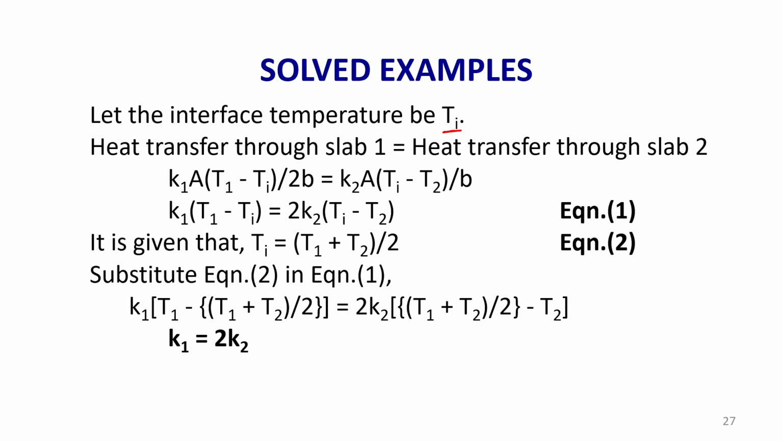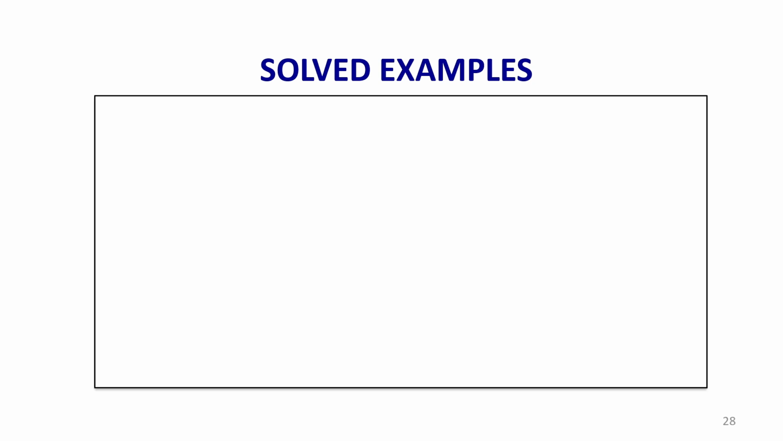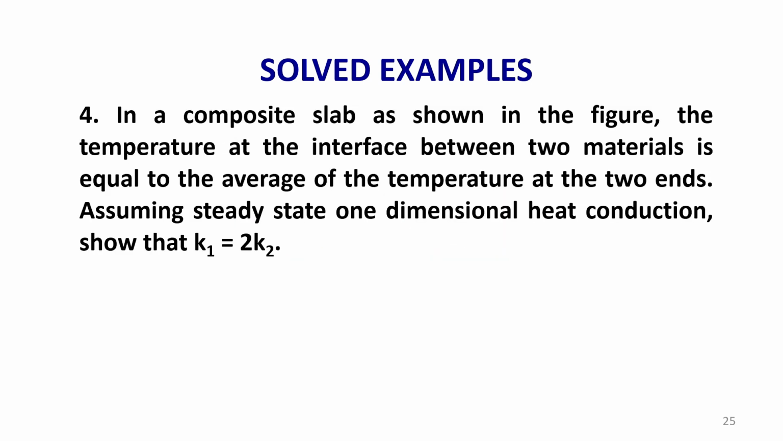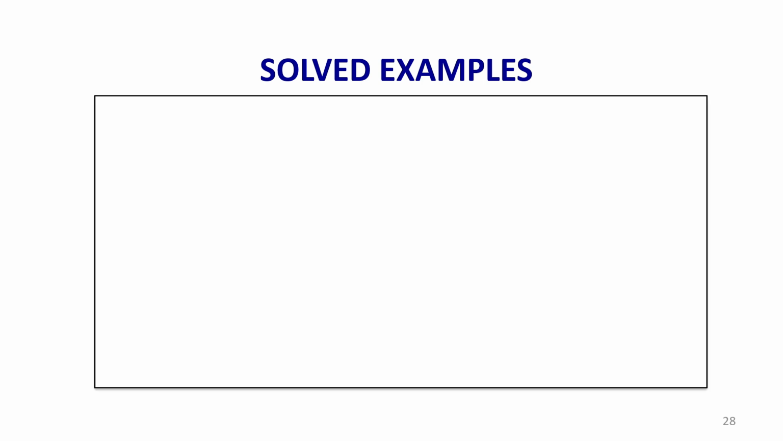Okay. So, the Q through slab 1 will be equal to Q through slab 2. You have to find out the intermediate temperature. I think we have to prove that thermal conductivity K1 is equal to twice the thermal conductivity K2. To prove K1 is equal to 2 times K2, that is, the thermal conductivity of the slab 1 material is equal to twice that of the slab 2 material.